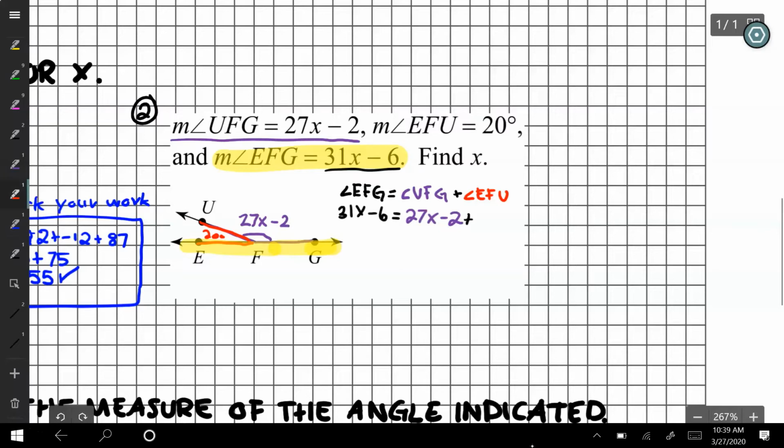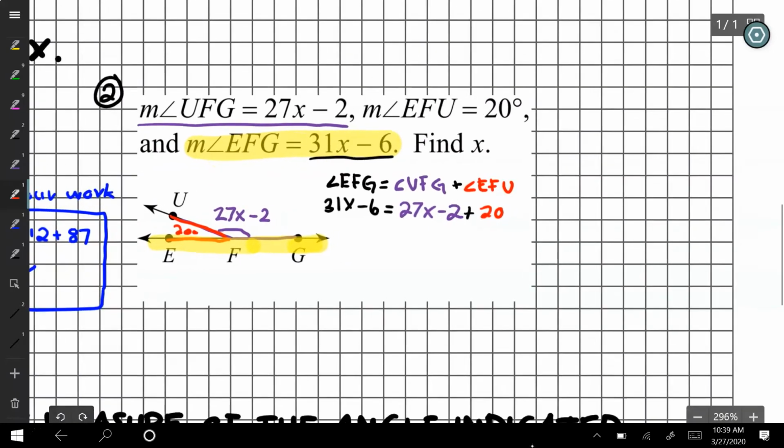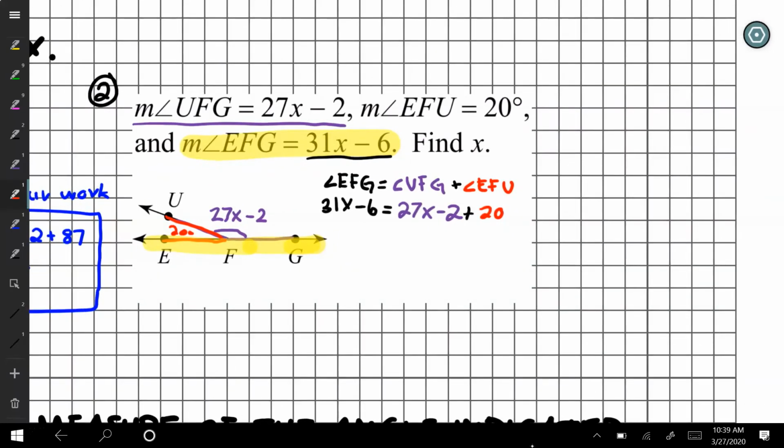is 20. So we have a little bit of a different setup here because we have that variable on both sides, which means we are going to have to do a little bit more algebra to get all of our x's on one side and then all of our numbers on the other side. Before we do that though, we have to combine any like terms that we have on either side. On the right side, we can combine that negative 2 and that 20. So that's going to change my equation into 27x plus 18 equals 31x minus 6.